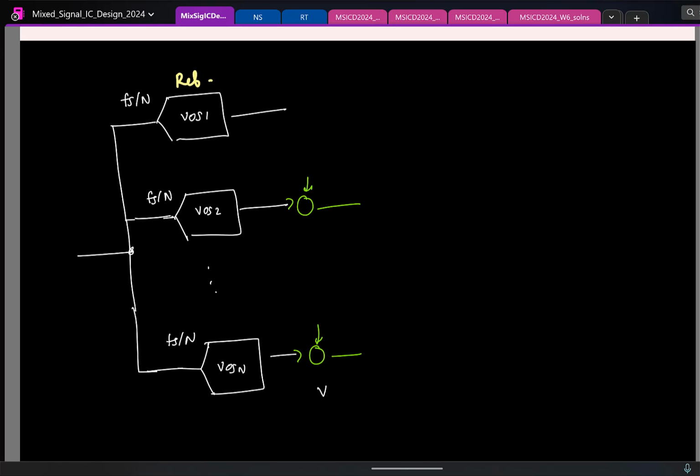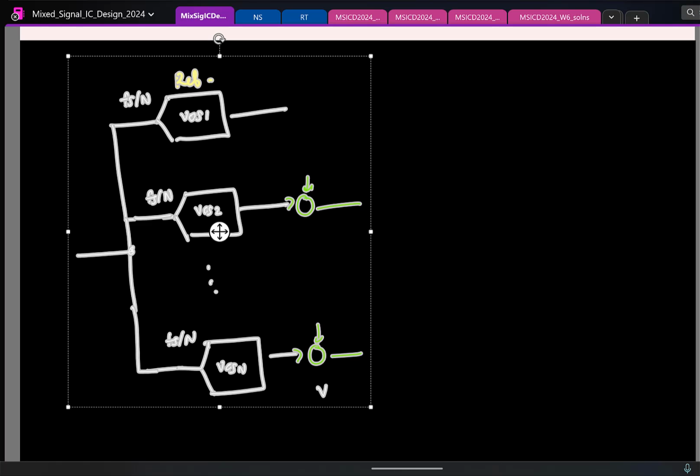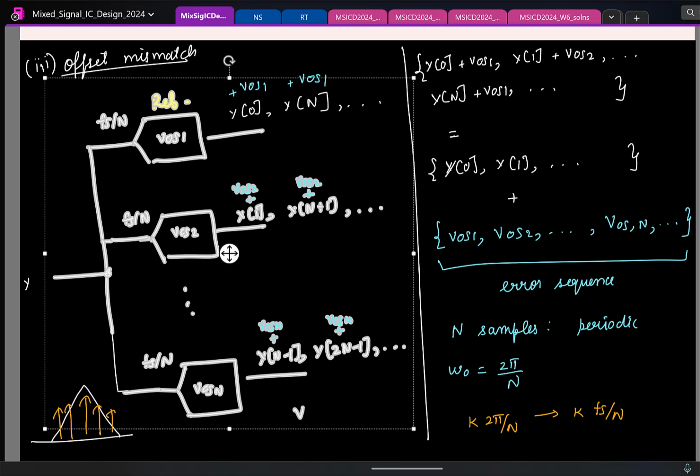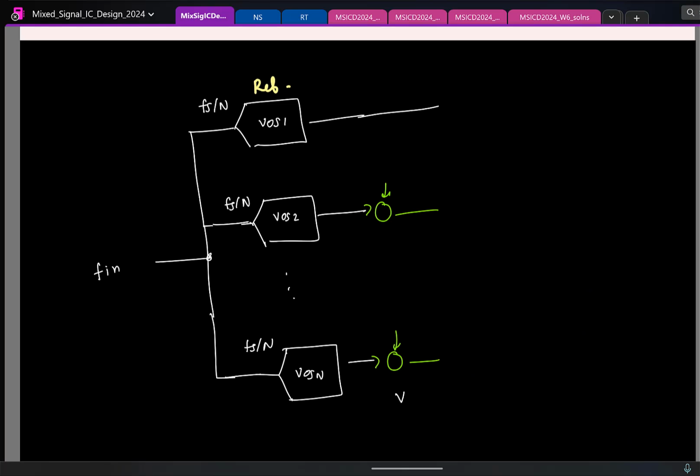And as usual, you don't know what to add beforehand. So what will you do? You apply a tone at Fin. Now because of the offset mismatch, we saw that we will have spurious tones at k times fs by n. You observe the strength of the tones at these frequencies and then correct for them.